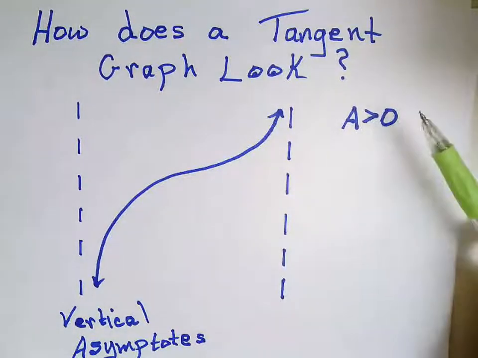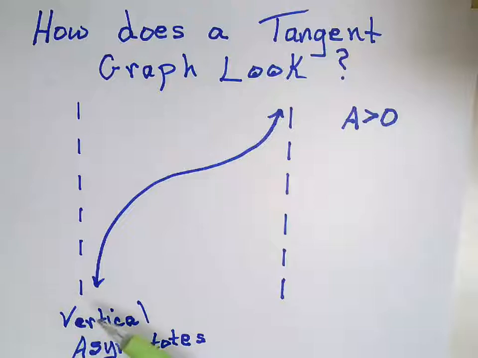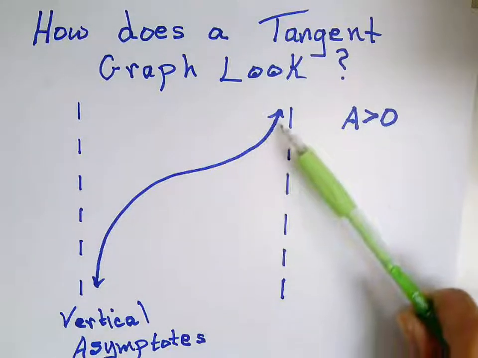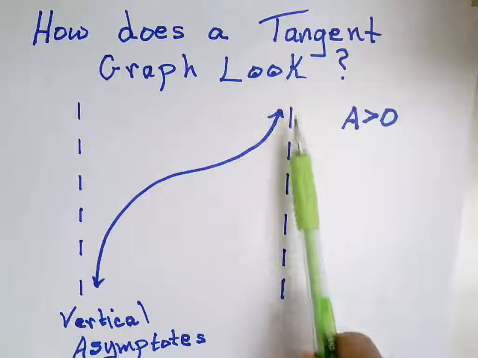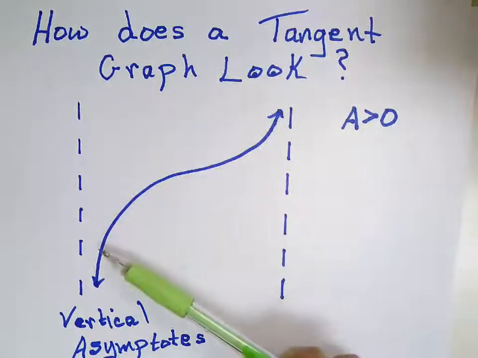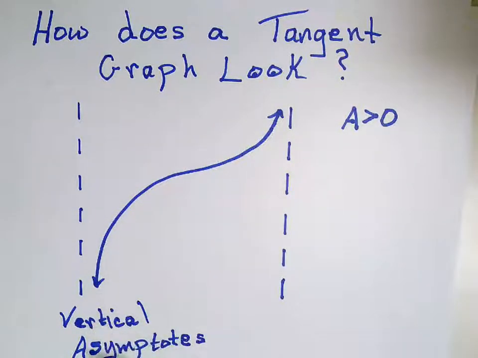Well, when the a is greater than 0, it is going to be an increasing function as we move from left to right. And it's going to be approaching positive infinity to the right, approaching this vertical asymptote, but never touching it, never crossing it. To the left, it's going to be decreasing infinitely, approaching this vertical asymptote, but never touching it, never crossing it.